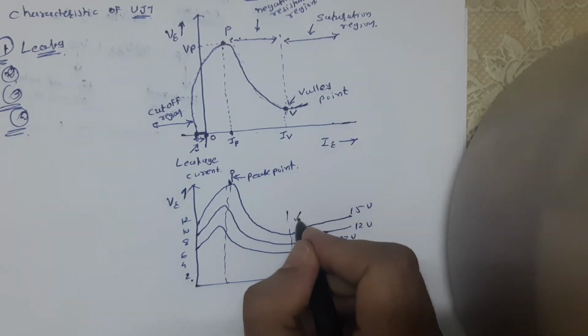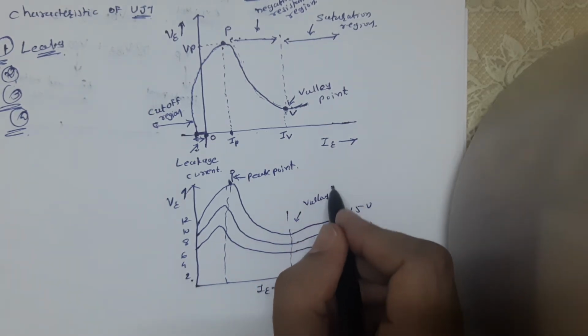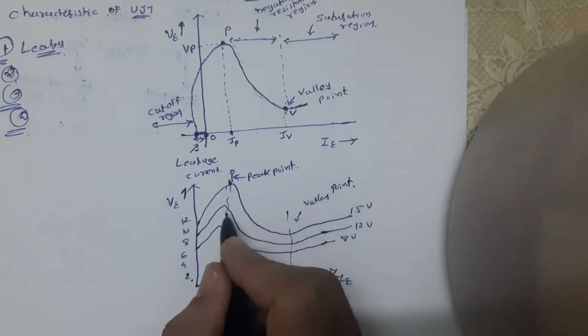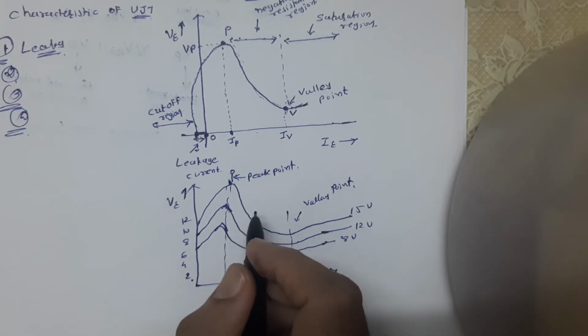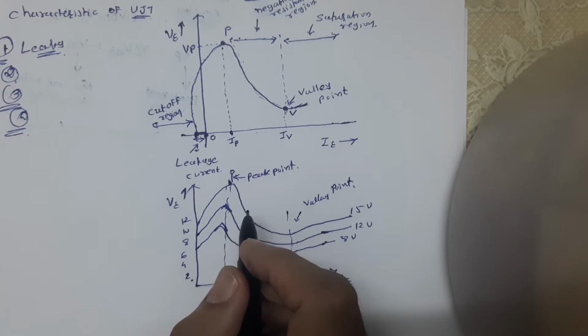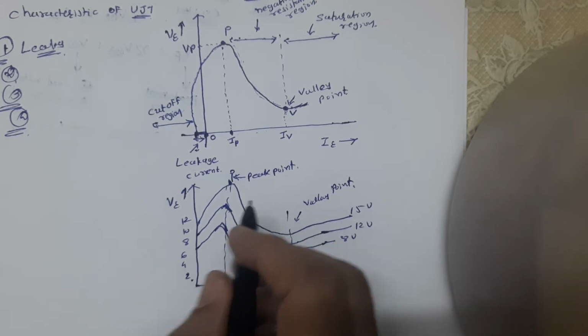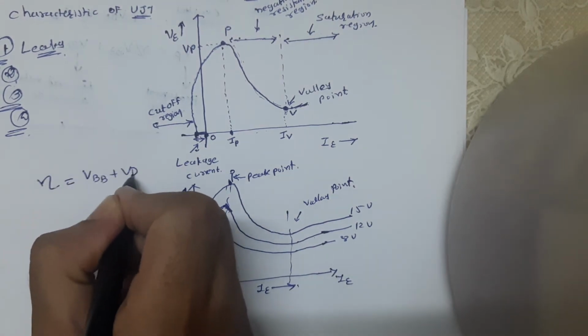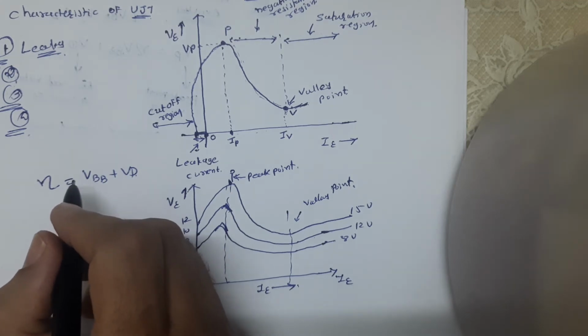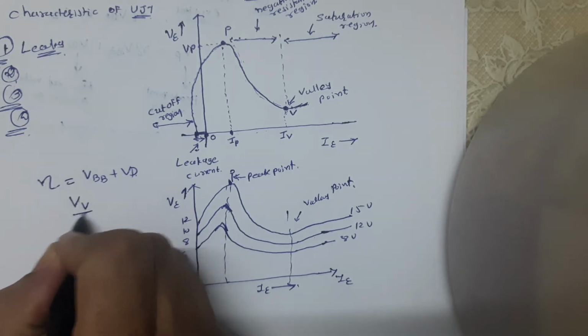This figure shows the family of VE versus IE characteristics of the UJT at different voltages between the bases. It is clear that the peak point voltage, that means eta VBB plus VD, falls steadily with reducing VBB, and so does the valley point voltage VV.